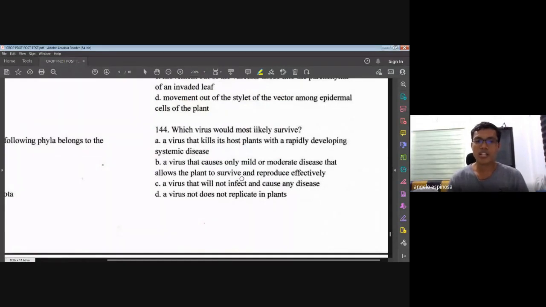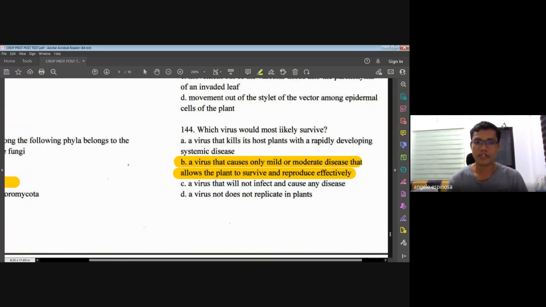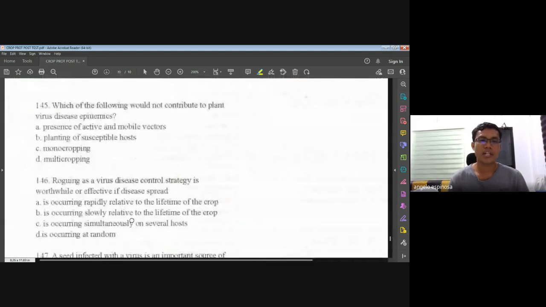Which are vectors? Which virus would most likely survive? Okay? The correct answer is letter B. A virus that causes only mild or moderate diseases that allows the plant to survive and reproduce effectively. Yun. Hinahinay, slowly but surely mamamatay. Yun. Number 145, which of the following would not contribute to plant virus disease epidemics? Correct answer is multi-cropping.